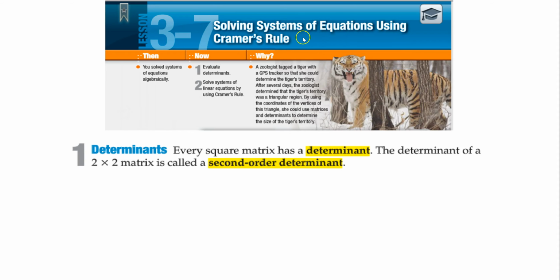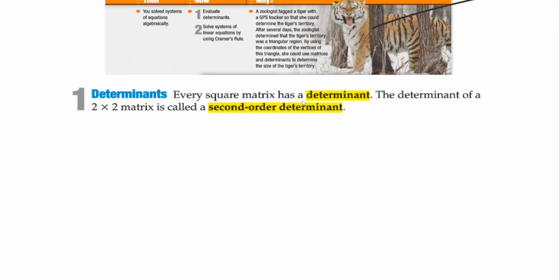Section 3.7 is solving systems of equations using Cramer's rule, and we're not going to do that. We're actually just going to focus on determinants in this lesson. It should be a short video. Cramer's rule, I'll probably talk about it for a second, but it's not the best way of doing anything, so we're going to skip it.